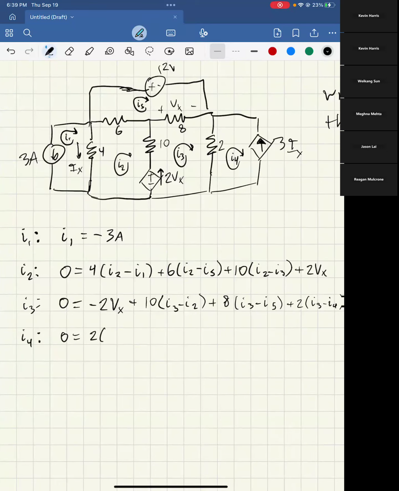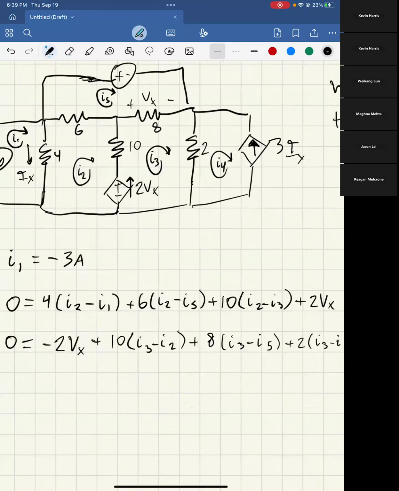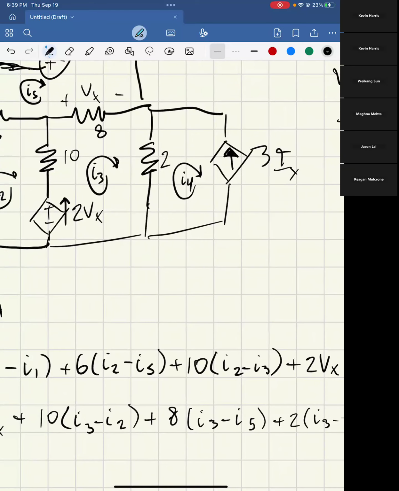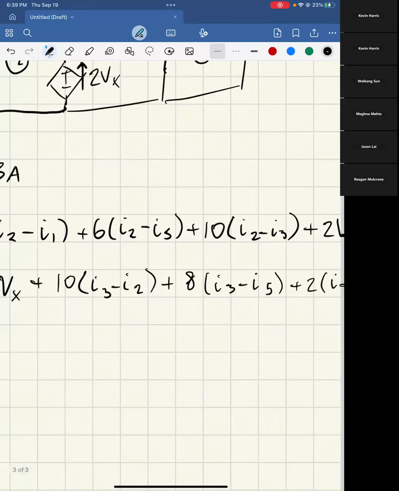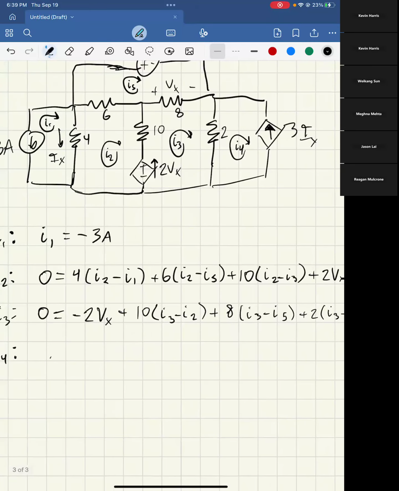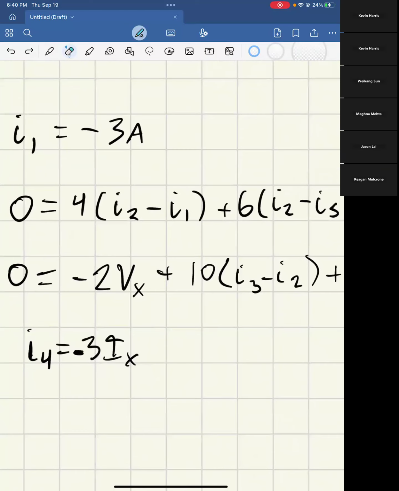All these equations. 2 times, oh wait, actually, I almost made a mistake here, right? Again, we have a current source, and the current source is only attached to I4, so we can directly define I4. So here, I4 equals negative 3Ix. So if you get in that situation on a quiz and you start writing down your 2 ohm resistor, I4 minus I3, and then you look at this and you're like, oh, I have a current source, just erase what you did before and you have the current. It's given to you, basically.